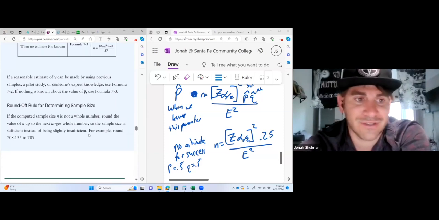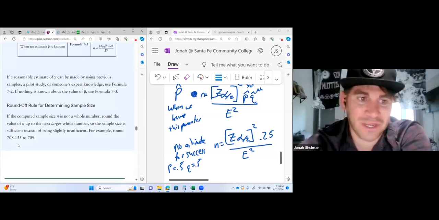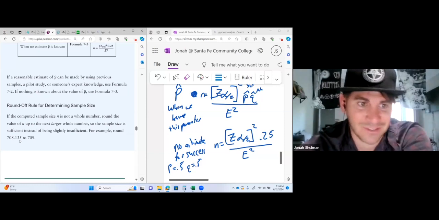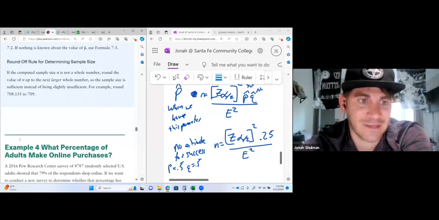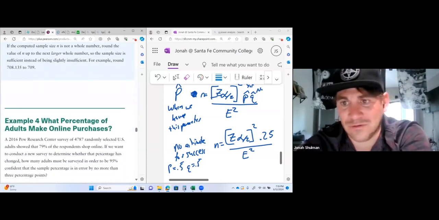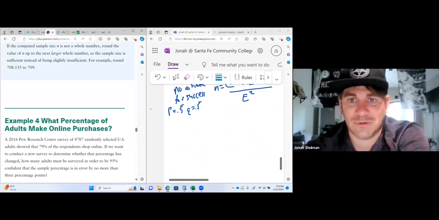Now we round. You always round up because this is like people. You can't have 0.135 of a person, so you're going to go up. You always round up for sample size. Cool. So just remember that. Round up for sample.